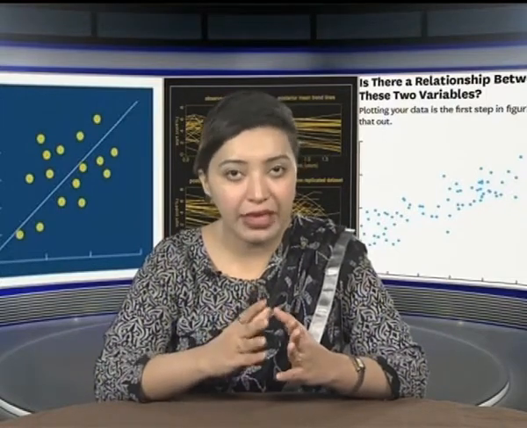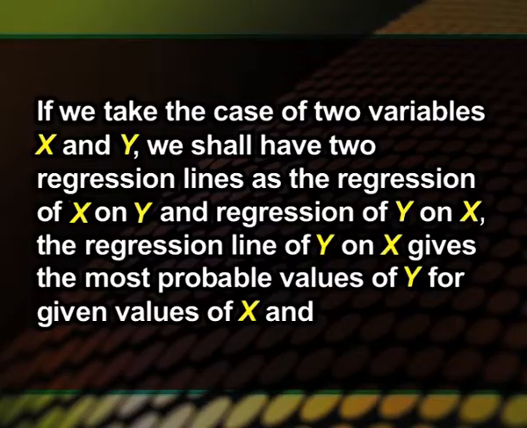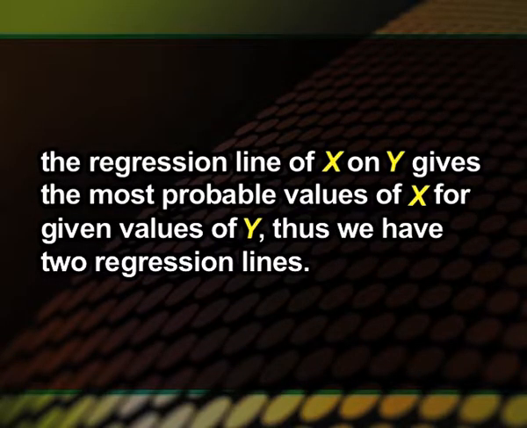In this section, we are estimating the value of a dependent variable from known values of an independent variable. If we take the case of two variables, say x and y, we shall have two regression lines: regression of x on y and regression of y on x. The regression line of y on x gives the most probable values of y for given values of x, and the regression line of x on y gives the most probable values of x for given values of y. Thus, we have two regression lines.